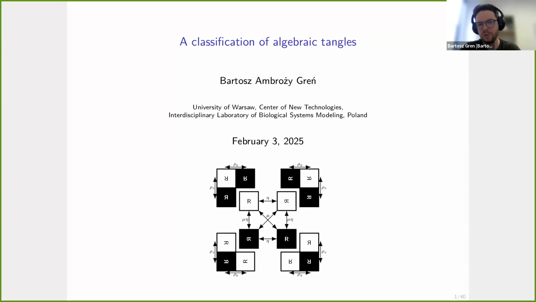So as Paola introduced me, I'm Bartosz Gren from University of Warsaw, and I want to show you my work, which was done under supervision of Joanna Sułkowska and Boštjan Gabrowczak. So my talk is about classification of algebraic tangles.